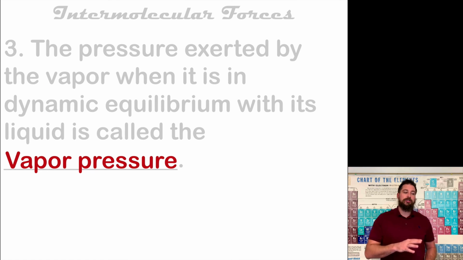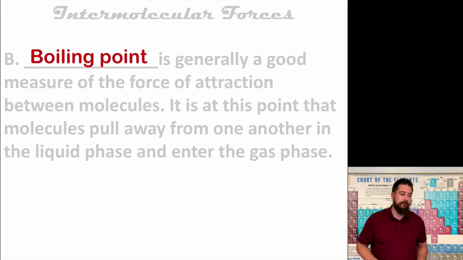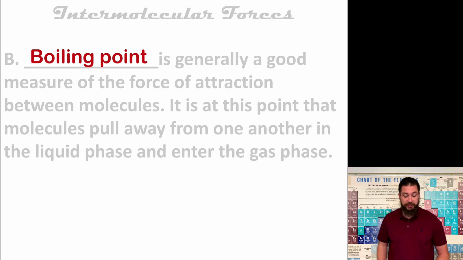And so the pressure exerted by the vapor when it is in dynamic equilibrium is called the vapor pressure. The weaker the attractive force is, the more molecules will be in the vapor phase. That means that the weaker the attractive force is, the higher the vapor pressure. So weak attractive force means they're not attracted to each other. That means they're going to be in the vapor phase, which means high vapor pressure.